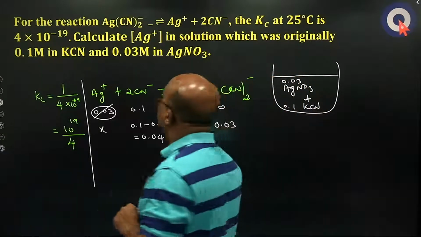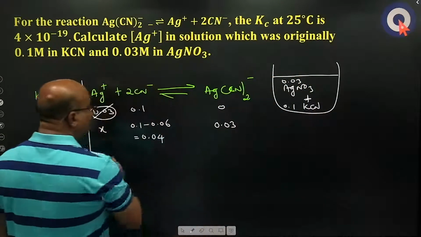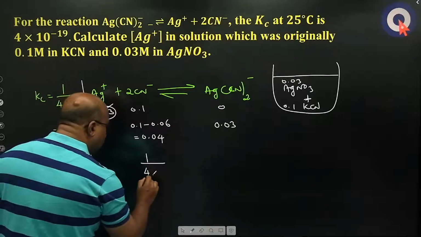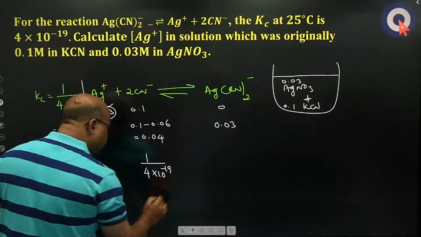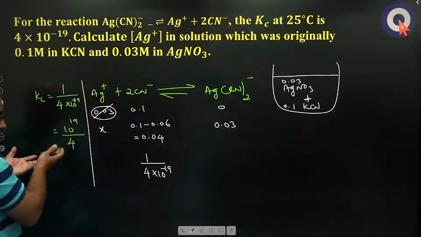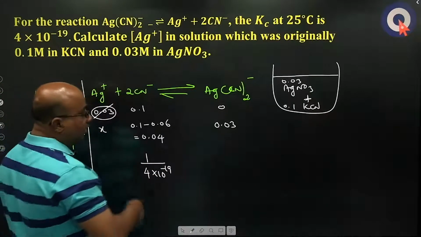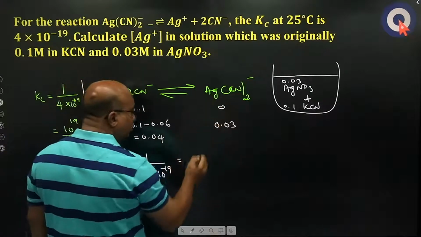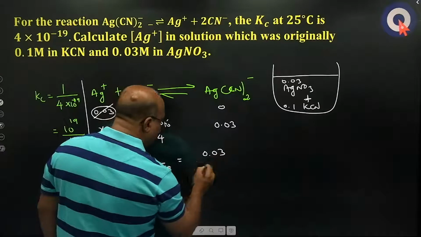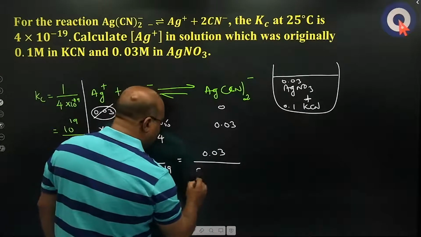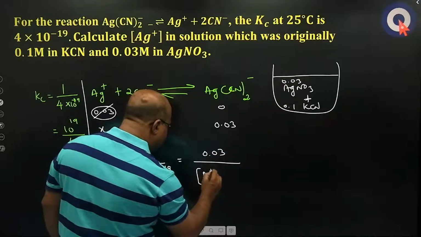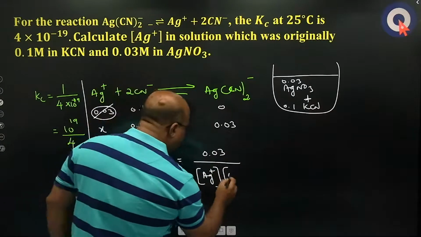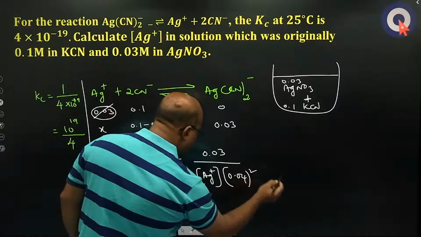Clear? So what is the equilibrium constant in this direction? We have taken it as 4 into 10 to the power of minus 19. You can take it like this also. It's only to say, because anyhow we have to calculate Ag plus. So what is this value? Concentration of this, that is 0.03 by Ag plus, that is directly Ag plus only. Then cyanide whole square, that is 0.04 whole square.